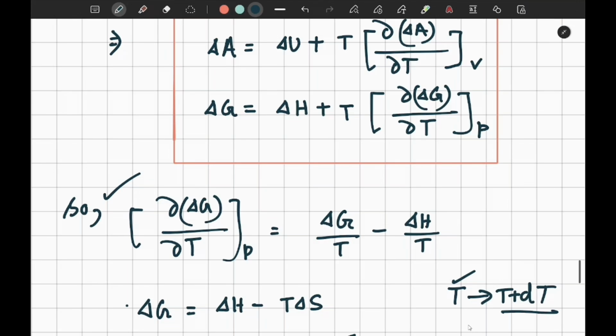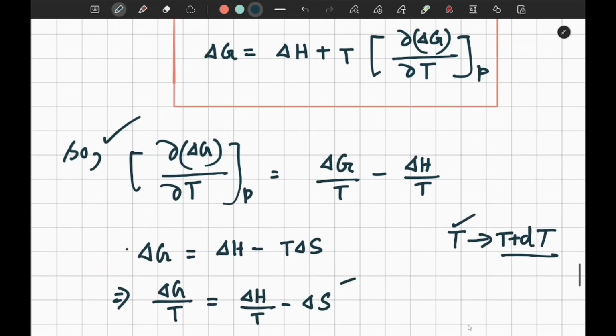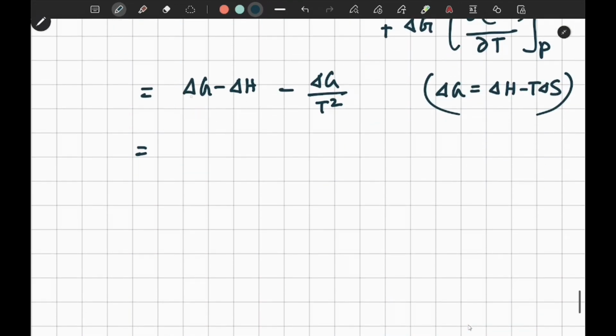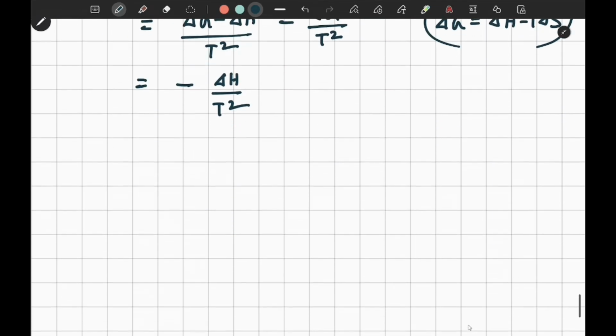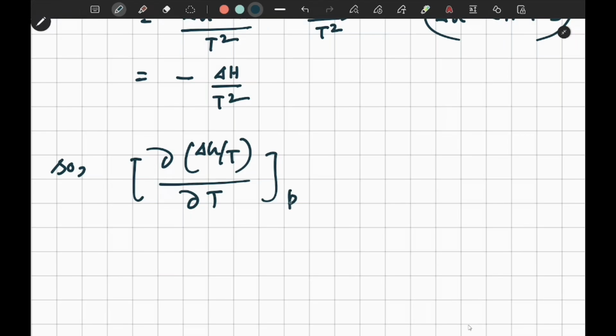1 by T. Here 1 by T is there, and the formula is saying this. Sorry, that's right. Here it will be T square, then it is minus del H by T square. And so this is the formula. So del of delta G by T at dt at constant P equals minus del H by T square.